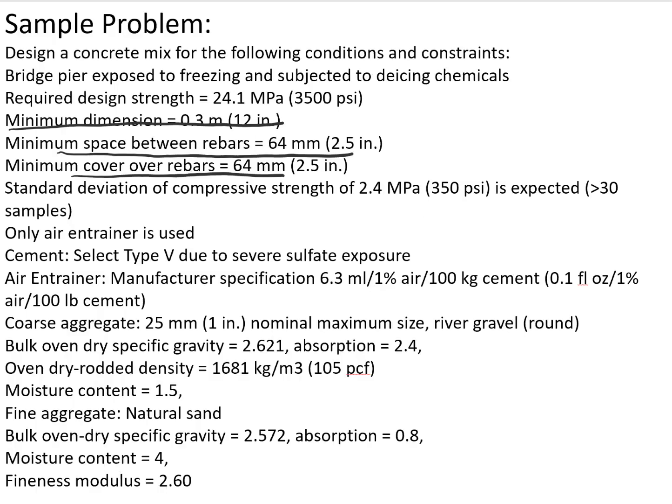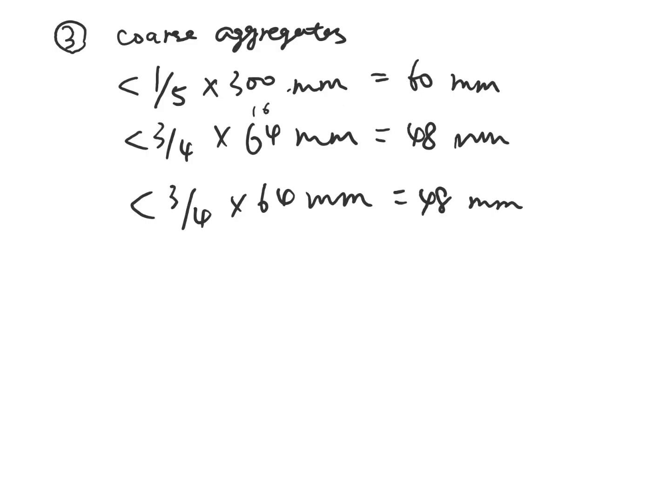And the nominal, so we need to compare this with maximum aggregate size. But what's provided to us is nominal maximum aggregate size. So the maximum aggregate size is one size larger than the nominal. So when the nominal maximum aggregate size is 25 millimeter, which is 1 inch, then the maximum aggregate size should be 1.5 inches, which is 37.5 millimeter for the maximum aggregate size.